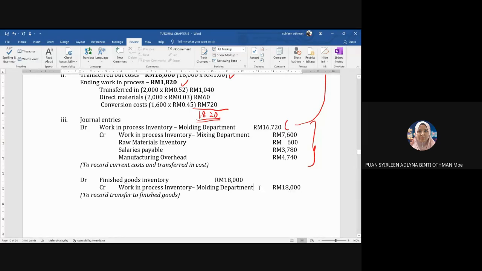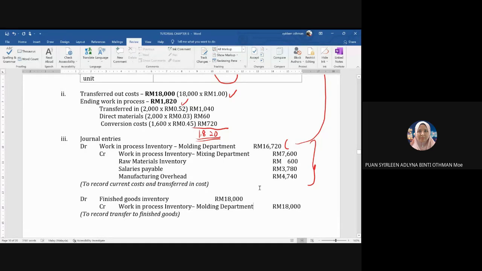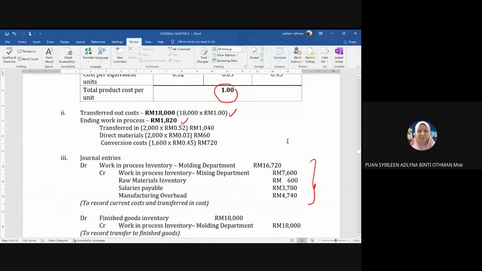Madam boleh scroll atas sikit. You want to see the journal ke, Bradley? Nampak ke, Bradley? Is this the one? Roman 2. Okay, this one, this part. Okay, ada apa-apa nak tanya tak?